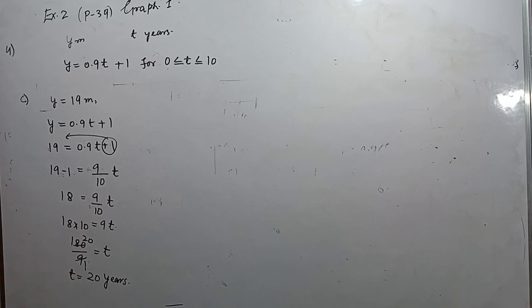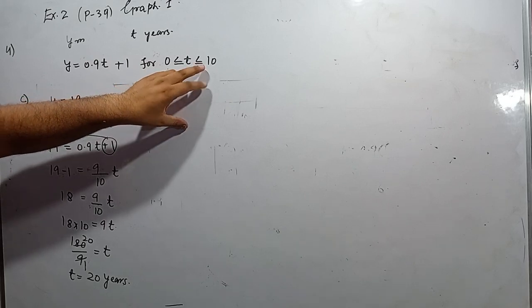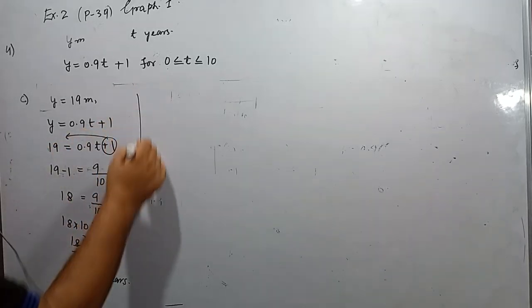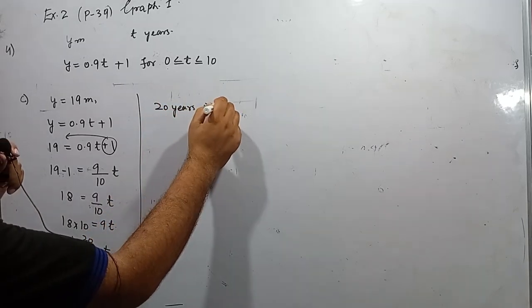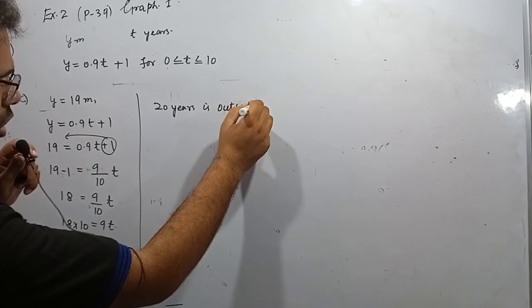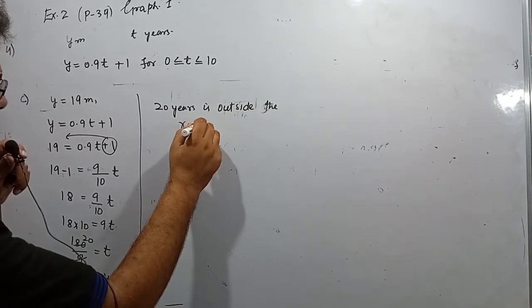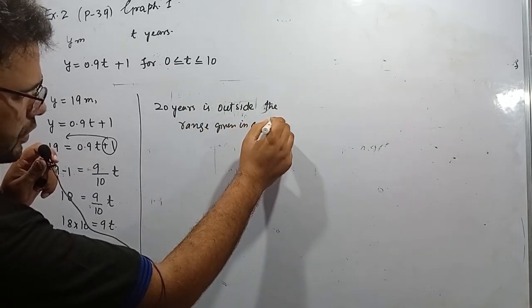Now the question is asking us to comment on our answer. Our answer is 20 years. But you can see the range. The range is, it should be less than 10 years. So we can write: 20 years is outside the range given in the question. This is our comment.